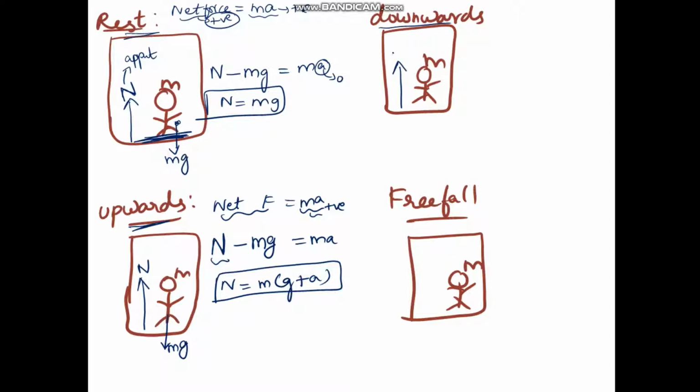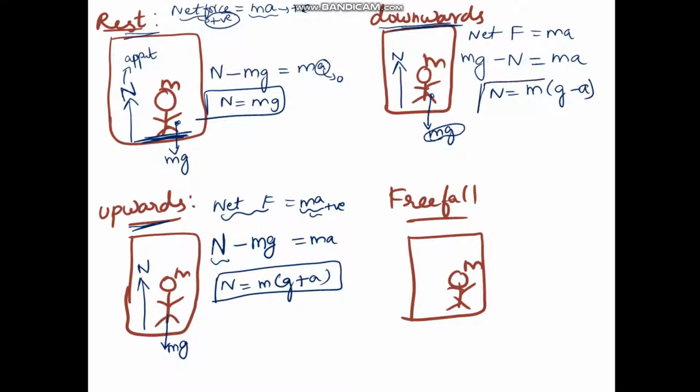The same normal reaction, gravitational force acting downward. Now you see that this is a downward direction. I have said that net force is equal to ma. Since it is moving downwards, the downward force is greater, so only the lift is moving downwards. So downward force minus the upward force is equal to ma. So N is equal to m into g minus a. This is the apparent weight of the man in the lift moving downwards.